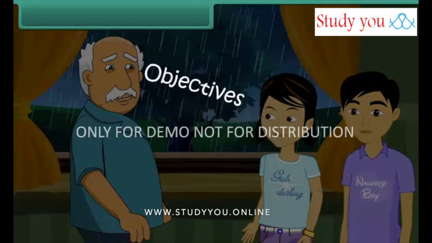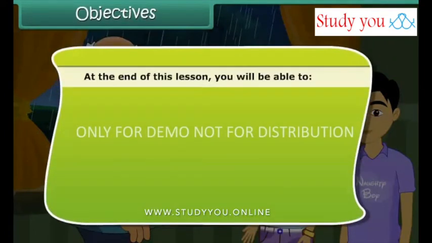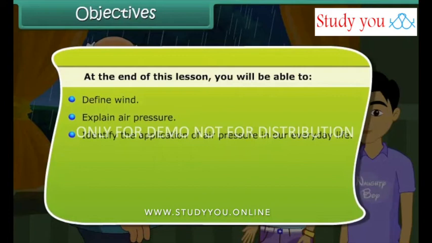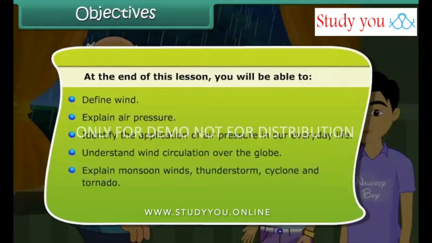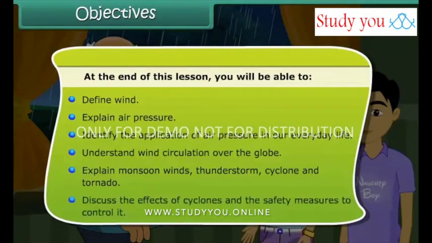Objectives. At the end of this lesson, you'll be able to define wind, explain air pressure, identify the application of air pressure in our everyday life, understand wind circulation over the globe, explain monsoon winds, thunderstorm, cyclone and tornado. Discuss the effects of cyclones and the safety measures to control it.